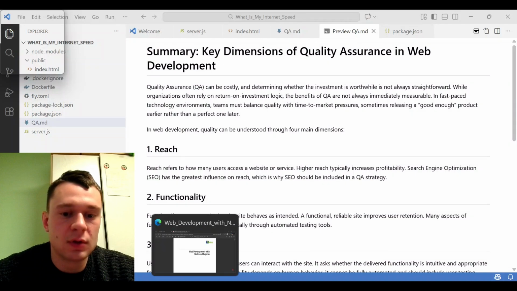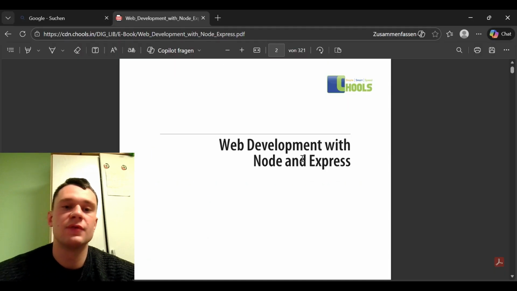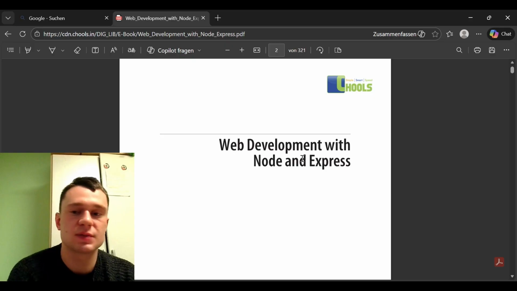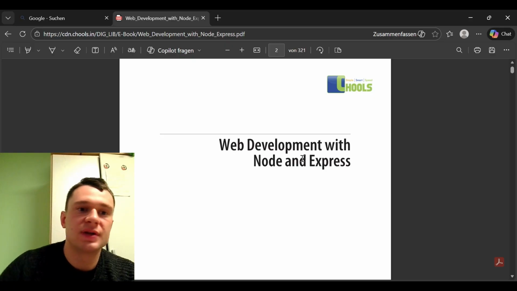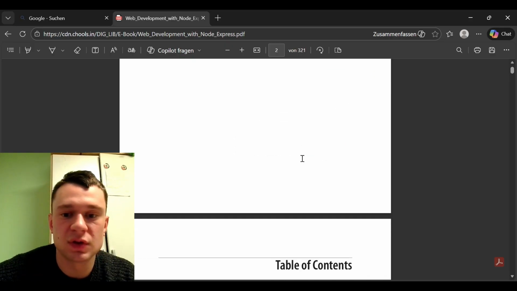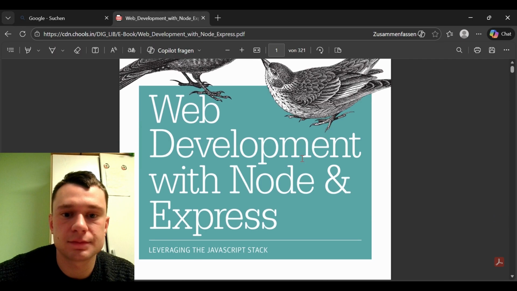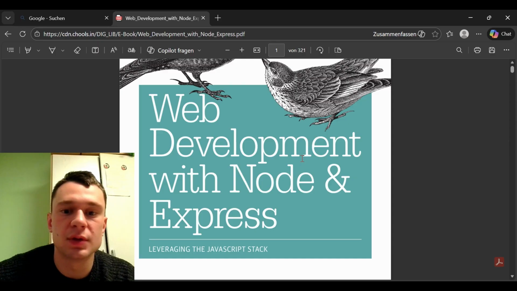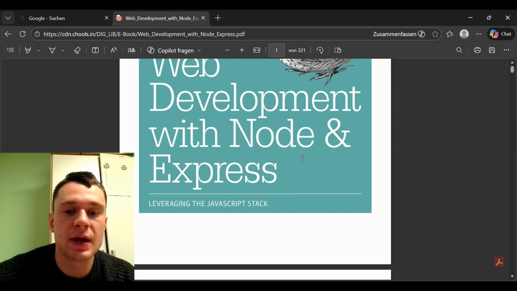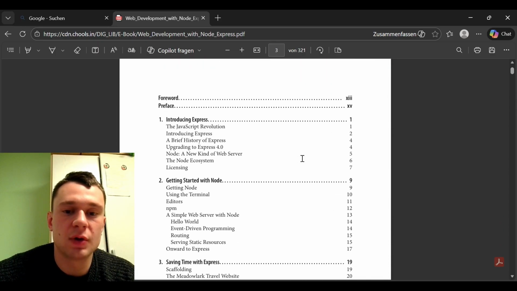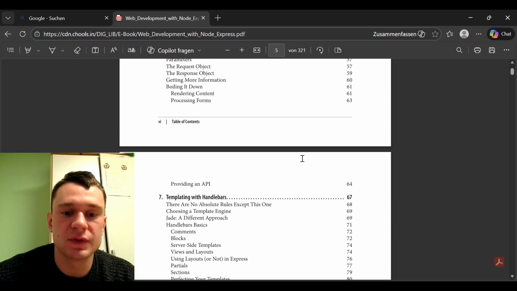Today I want to go a little bit into the theory in web development with Node and Express. I have read a very interesting book about this topic. It's called Web Development with Node and Express. I want to talk about a few points of this book.